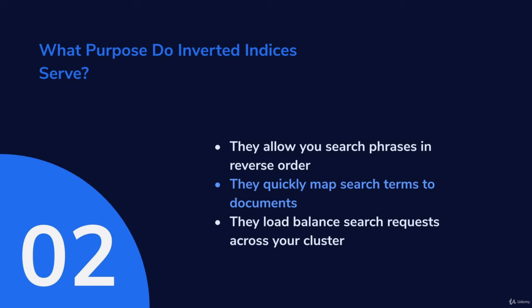If you said the second one, you're right. They quickly map search terms to documents. Remember, an inverted index simply maps out specific search query terms to the documents that they live in. So as you index documents, an inverted index is actually created where it splits those documents into its search terms. And it serves as a very quick lookup of where to find those search terms in any given document.